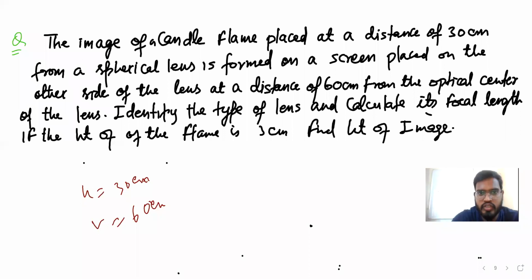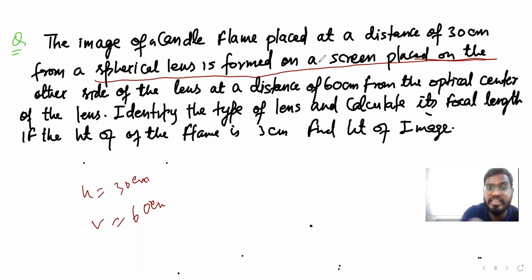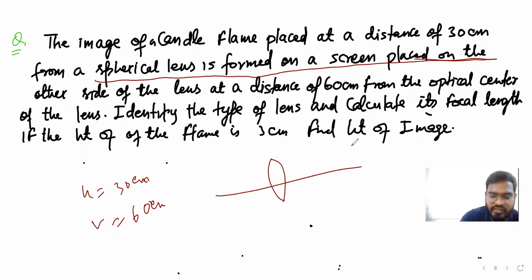Okay. So they are saying the image of the flame placed at a distance of 30 centimeter from a spherical lens is formed on a screen. Screen means obviously a convex lens, right? So if it is formed on a screen, u is always negative, either lens or mirror, anything. And v, on the opposite side, obviously it is going to be positive.